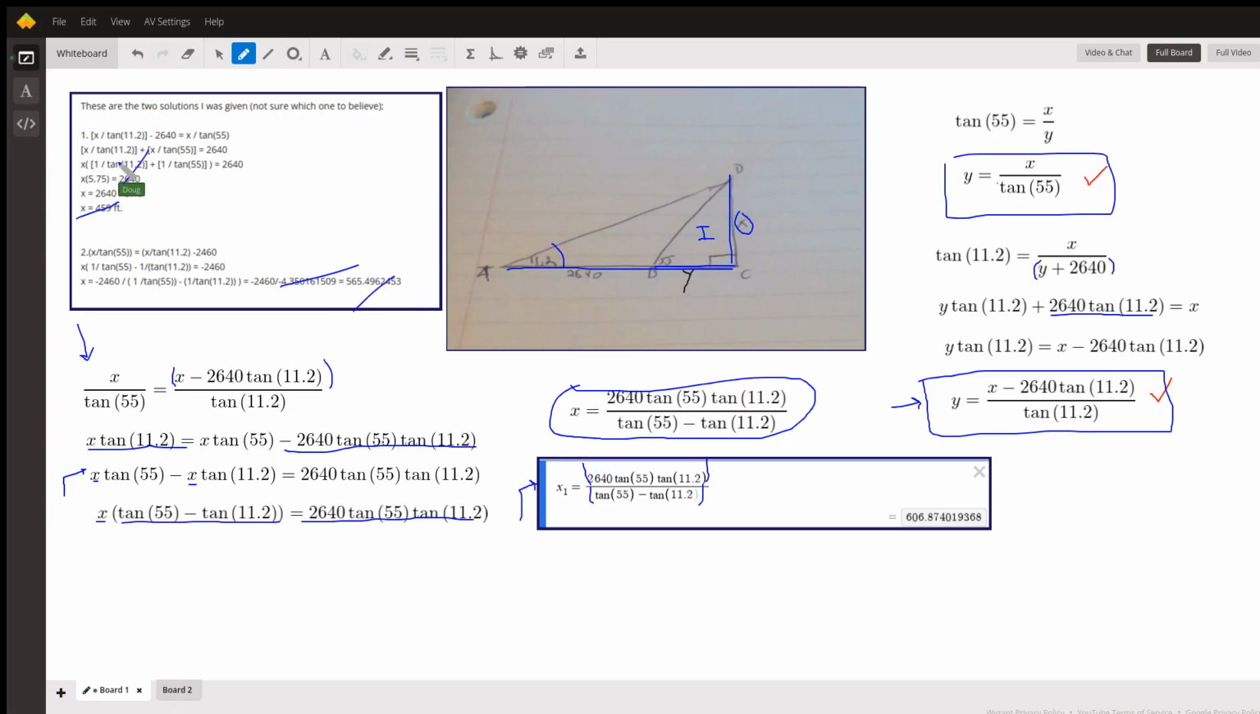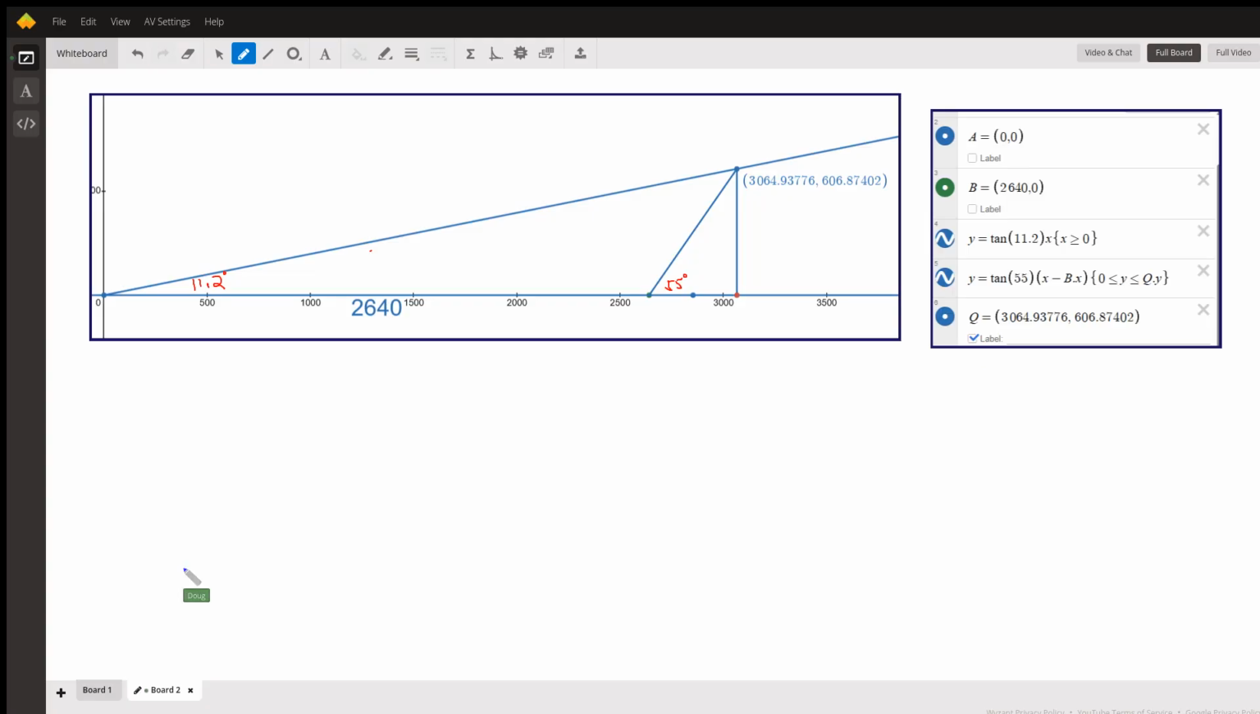I'm not going to even try to figure out what went wrong with those two possible solutions. Here's kind of proof that my answer is correct. This was point A, the origin. This was point B, which is 2640 to the right of A.